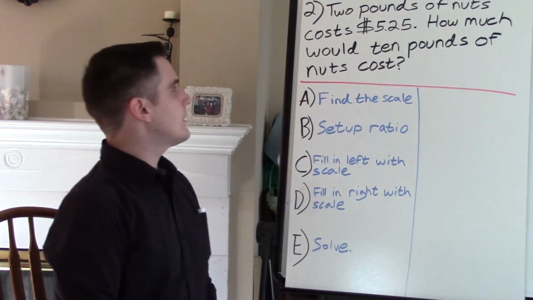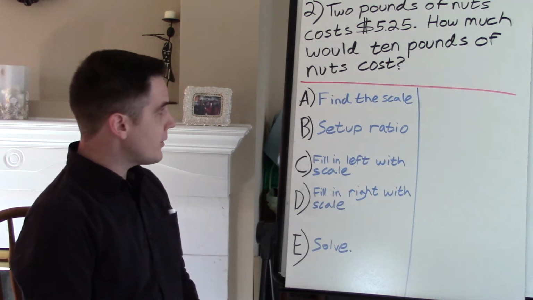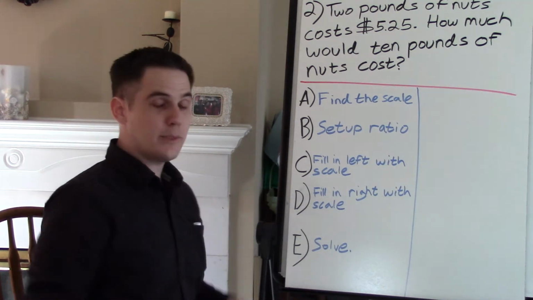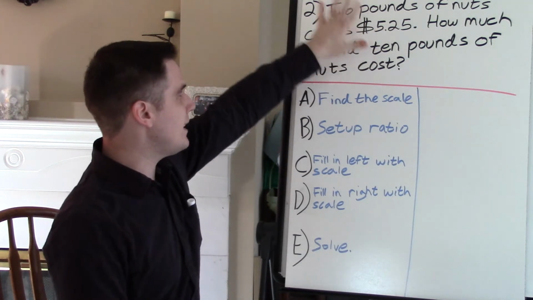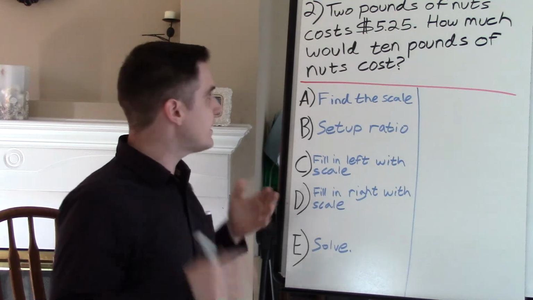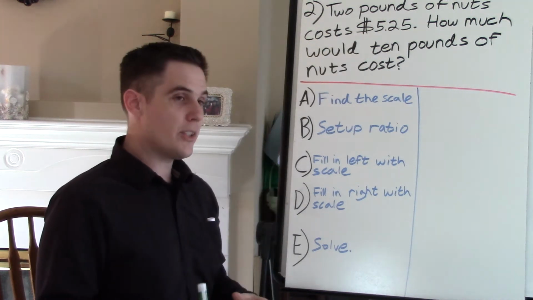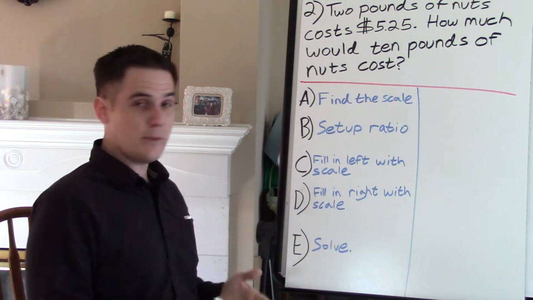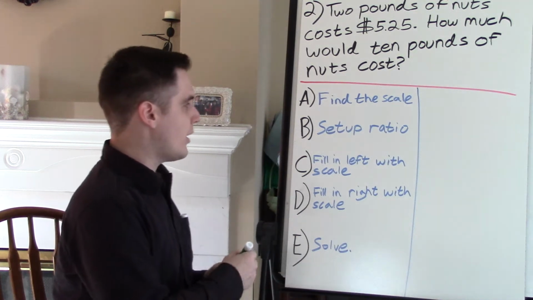2 pounds of nuts cost $5.25. How much would 10 pounds of nuts cost? Okay, no different. I know you're looking at money and pounds. It doesn't matter. Pounds measures weight. Dollar sign measures how much money you have. We're still talking about units of measurement. No different. You set it up the same way.